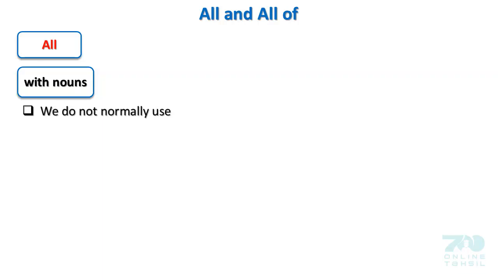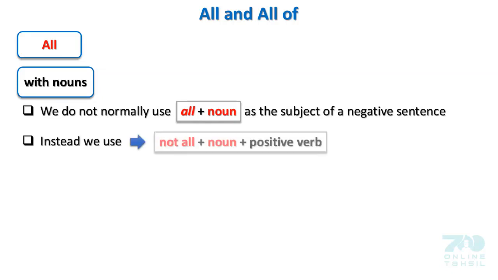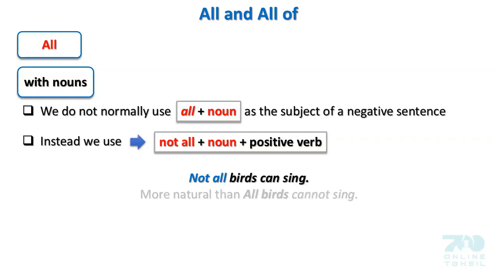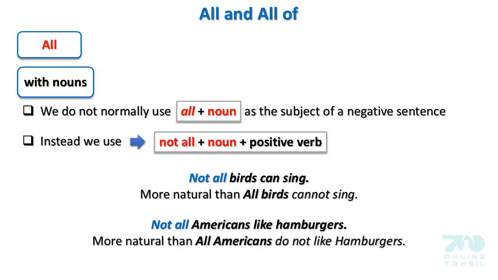We do not normally use all plus noun as the subject of a negative sentence. Instead, we use not all plus noun plus positive verb. Not all birds can sing, more natural than all birds cannot sing. Not all Americans like hamburgers, more natural than all Americans do not like hamburgers.